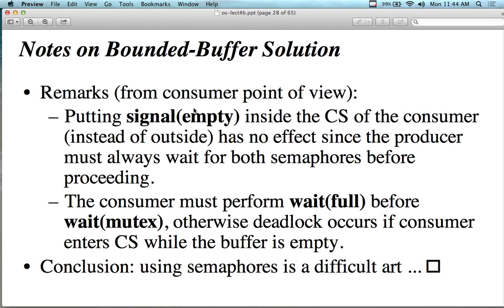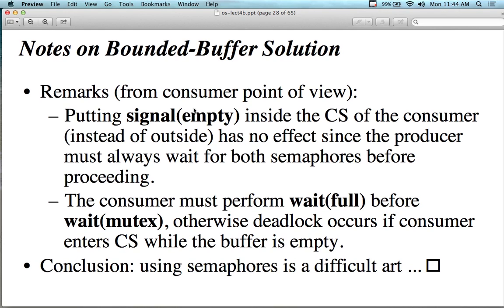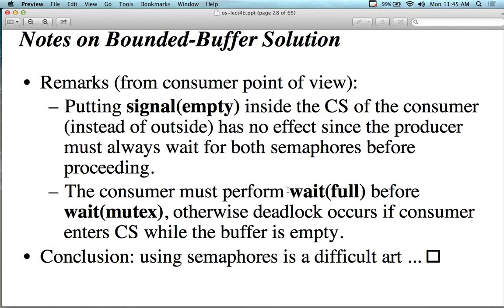Notes on the bounded buffer solution here. The remarks here from the consumer point of view: putting a signal empty inside the critical section of the consumer instead of outside has no effect, since the producer must always wait for the semaphore before proceeding. So depending upon where you put it, you may or may not have an effect on the end result. The consumer must also perform a wait full before the mutex, otherwise deadlock is going to occur.